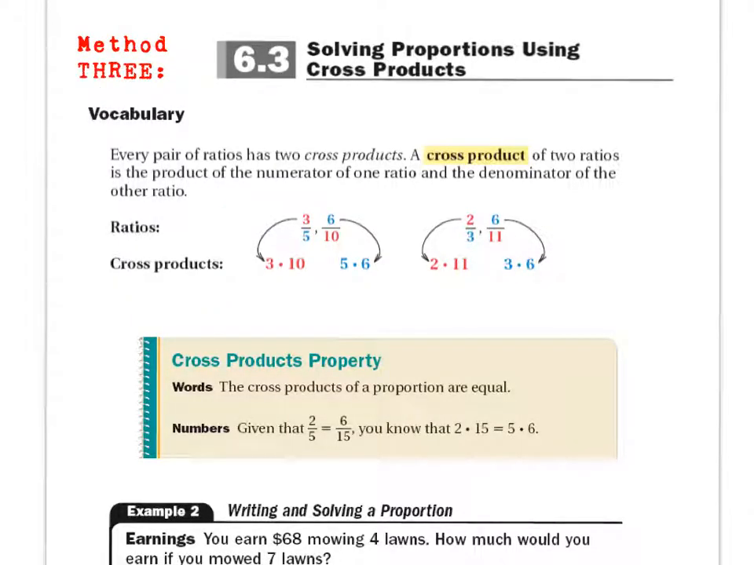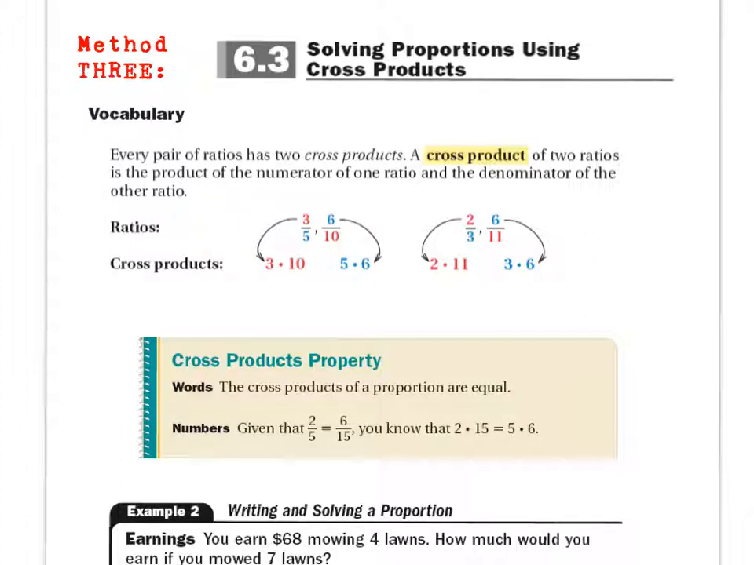All right, the third method is called using cross products. But before we can start using cross products, we actually need to understand what a cross product is. So you'll see the definition right here at the top. Every pair of ratios has two cross products. A cross product of two ratios is the product of the numerator of one and the denominator of the other.